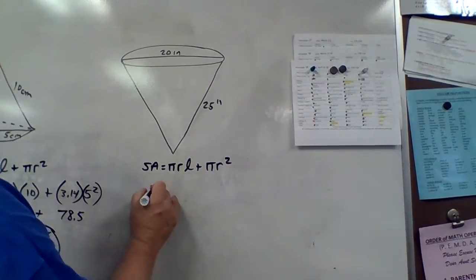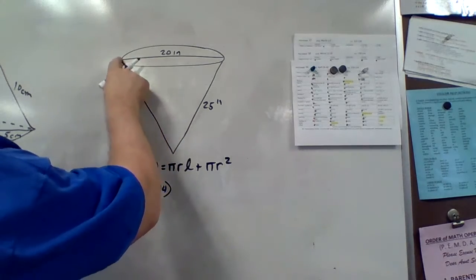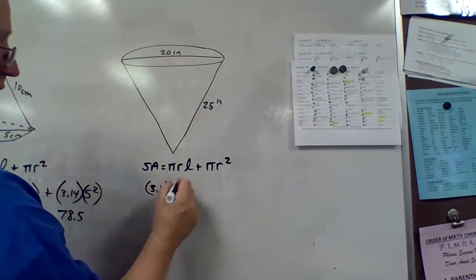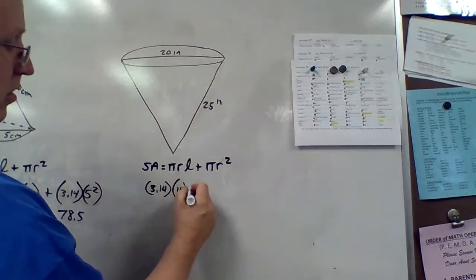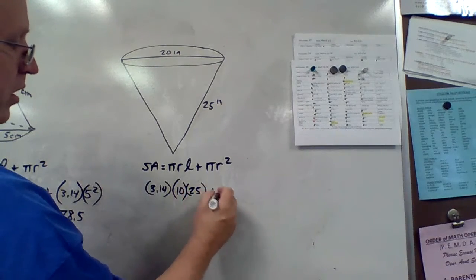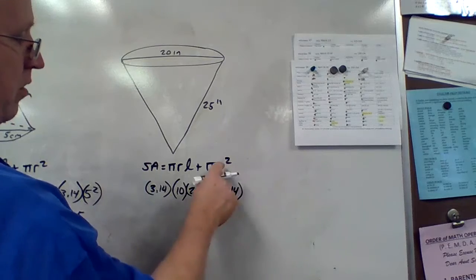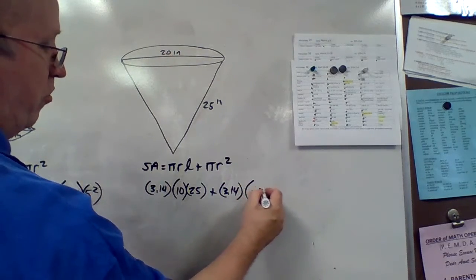Pi 3.14 times our radius. This is a diameter. If this is a diameter, we've got to divide that in half to get the radius of 10. And then our lateral height is 25. We're going to add to that our value of pi times our radius squared. Remember, our radius is 10, so that's 10 squared.